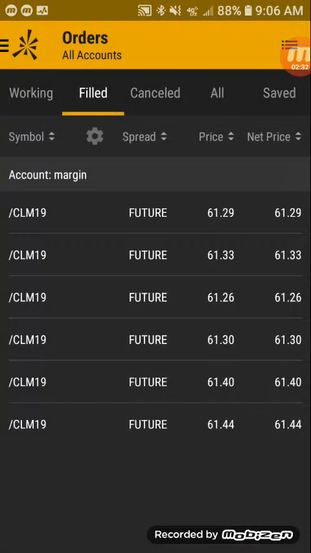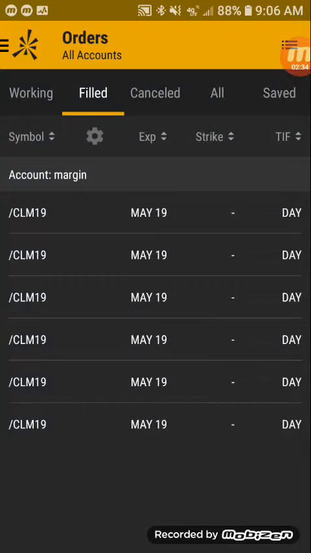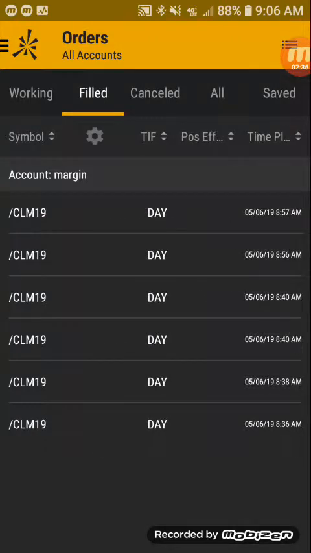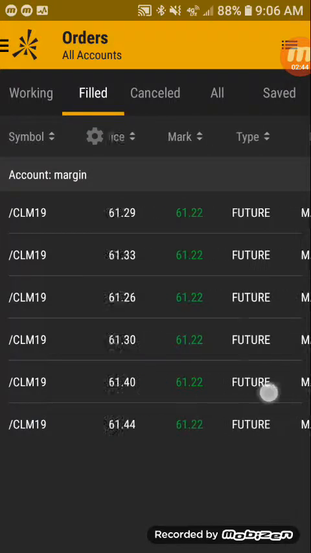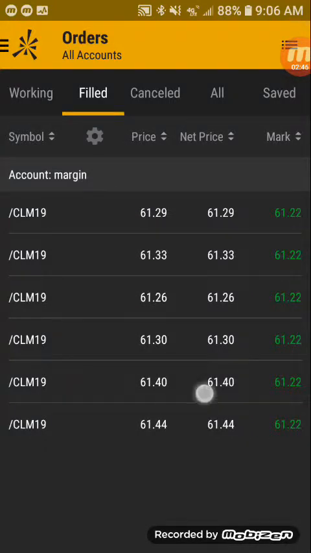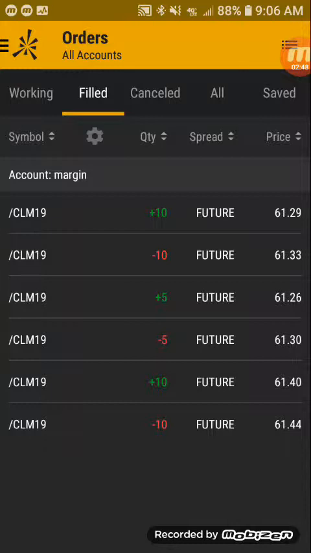And when you look at the times for those orders, 8:36, 8:38, 8:40, 8:40, which was a little later, 8:56, 8:57. Real short trades. First trade was 10 contracts, second trade was 5 contracts, third trade was 10 contracts, all profitable.